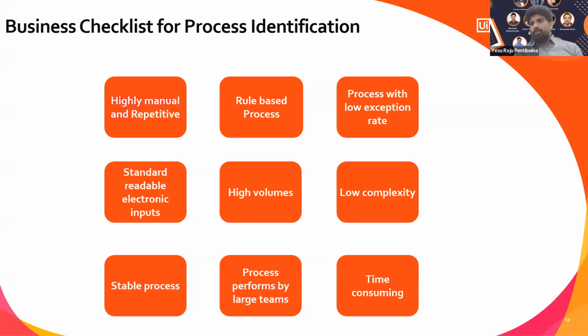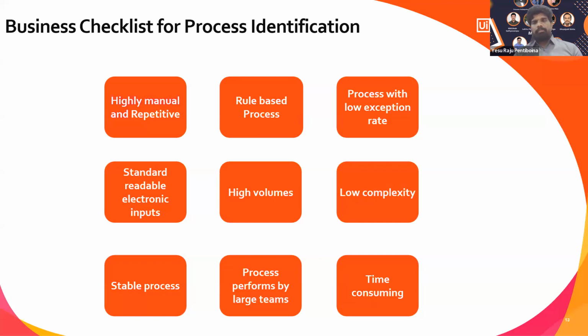And coming to the next one, you should have high volumes in order to automate. Why? Because if the volume is very low, and you're processing only once or twice in a month or in a year, that won't actually make sense. You are investing in the bot as a license and other things. If you are not getting any benefits out of the bot, it is not advisable to go for automation.